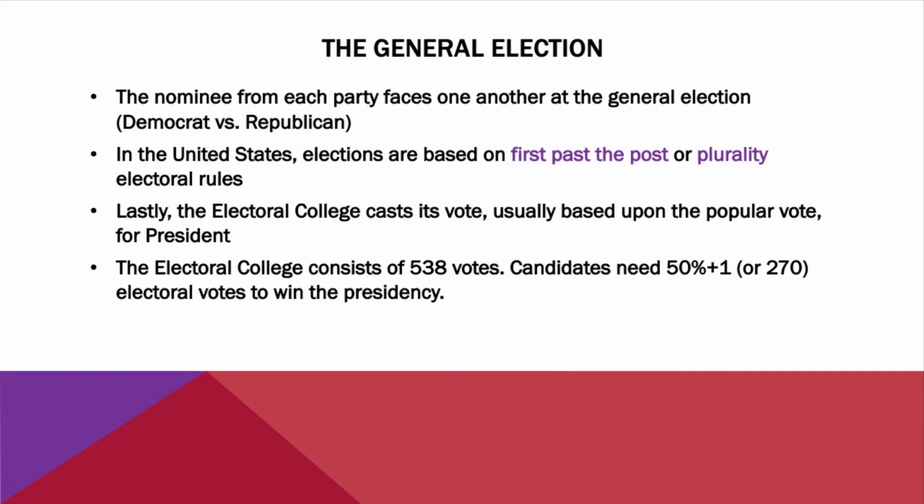And the Electoral College consists of 538 votes. Now, we get that number because it's based on the representation in Congress: 100 senators, 438 members of the House of Representatives. Keep in mind that the additional 3 come from Washington, D.C. Otherwise, we have 435 members in the United States House of Representatives. And candidates need 50% plus 1 of the Electoral College, or 270 electoral votes, to win the presidency.